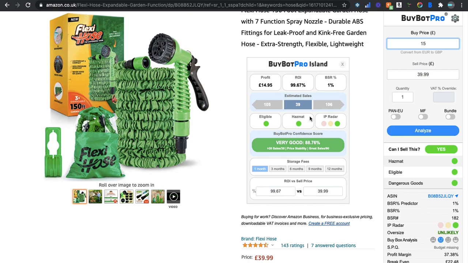You need to do your own due diligence, but generally, for me and my team, because our prep center doesn't take hazmat stuff, we keep it green at all times. Don't source it if it is hazmat. Okay, we click straight off.